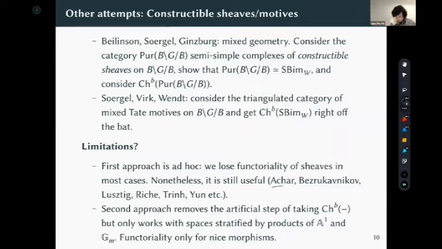So they remove this ad hoc step, but it only works for spaces with a nice stratification by these nice spaces, and functoriality of sheaves is only for nice morphisms. So for a general space, one of the problems is that if you want a perversity structure, which is very useful in representation theory, it doesn't exist in the general case for the derived category, the triangulated category of motives. Essentially, it's conjectural because it depends on the standard conjectures, and that's essentially wide open. All right. So those are the other attempts in the constructible sheaves motives world.